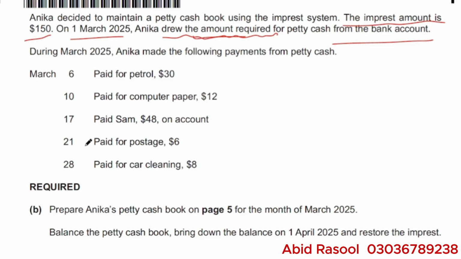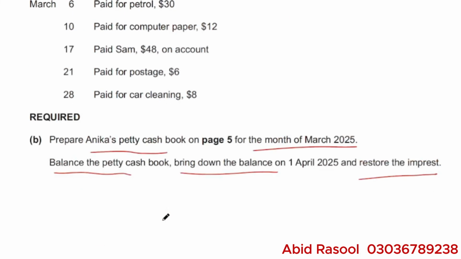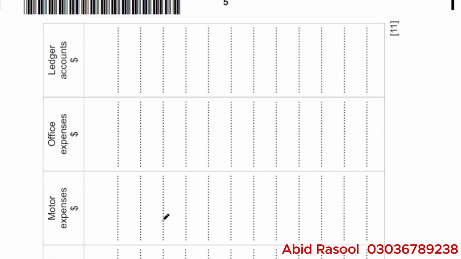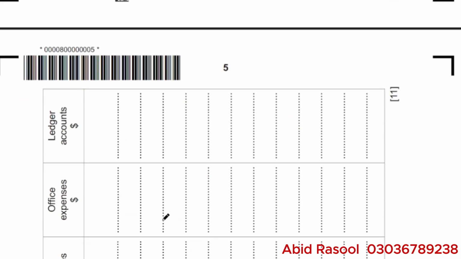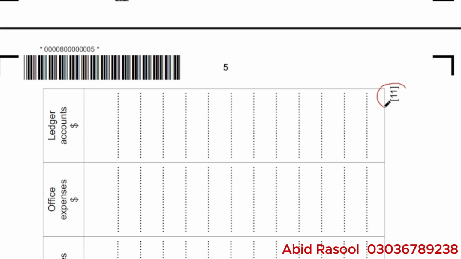All these transactions are given. These are the payments made through the petty cash. They are asking: prepare Anika's petty cash book on page 5 for the month of March 2025. Balance the petty cash book, bring down the balance on this date and restore the imprest. Then we are given the format of the petty cash book, and we have to fill in its columns. It carries 11 marks, students.